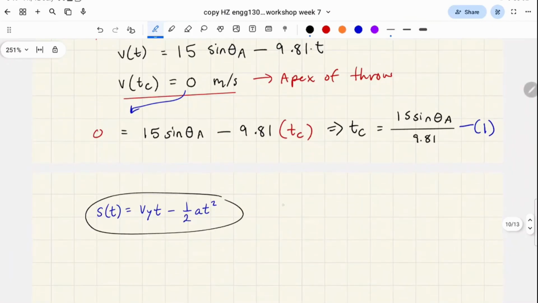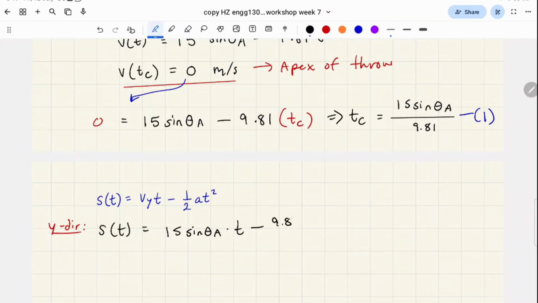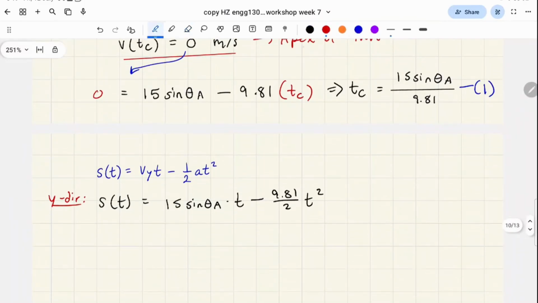Here's basically what I've written in the formula sheet from earlier, if you want to plug it in here. This is the displacement in the y direction. That's 15 sine theta a multiplied by t minus 9.81 over 2 t squared. Yep, so Brad, you were right, that's where the t from earlier was.